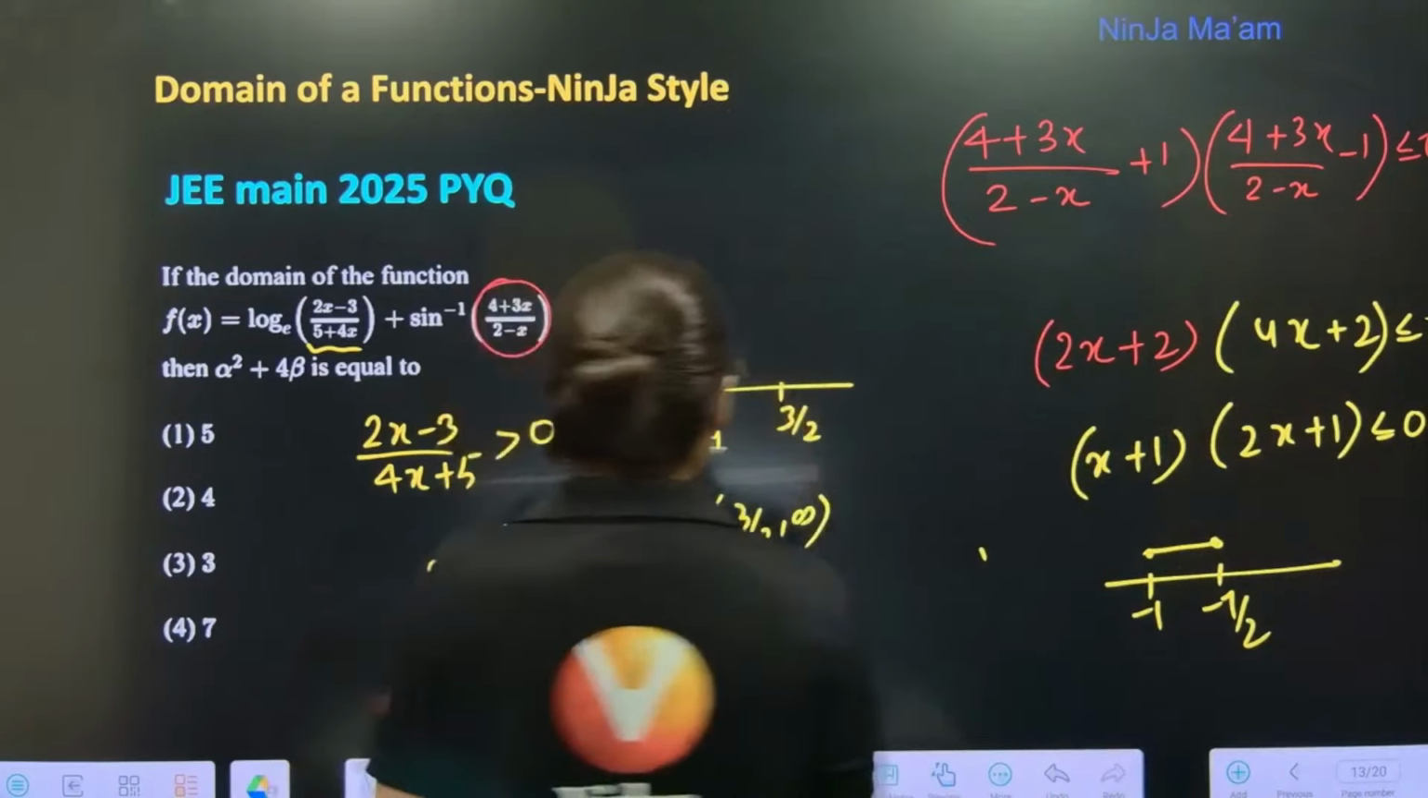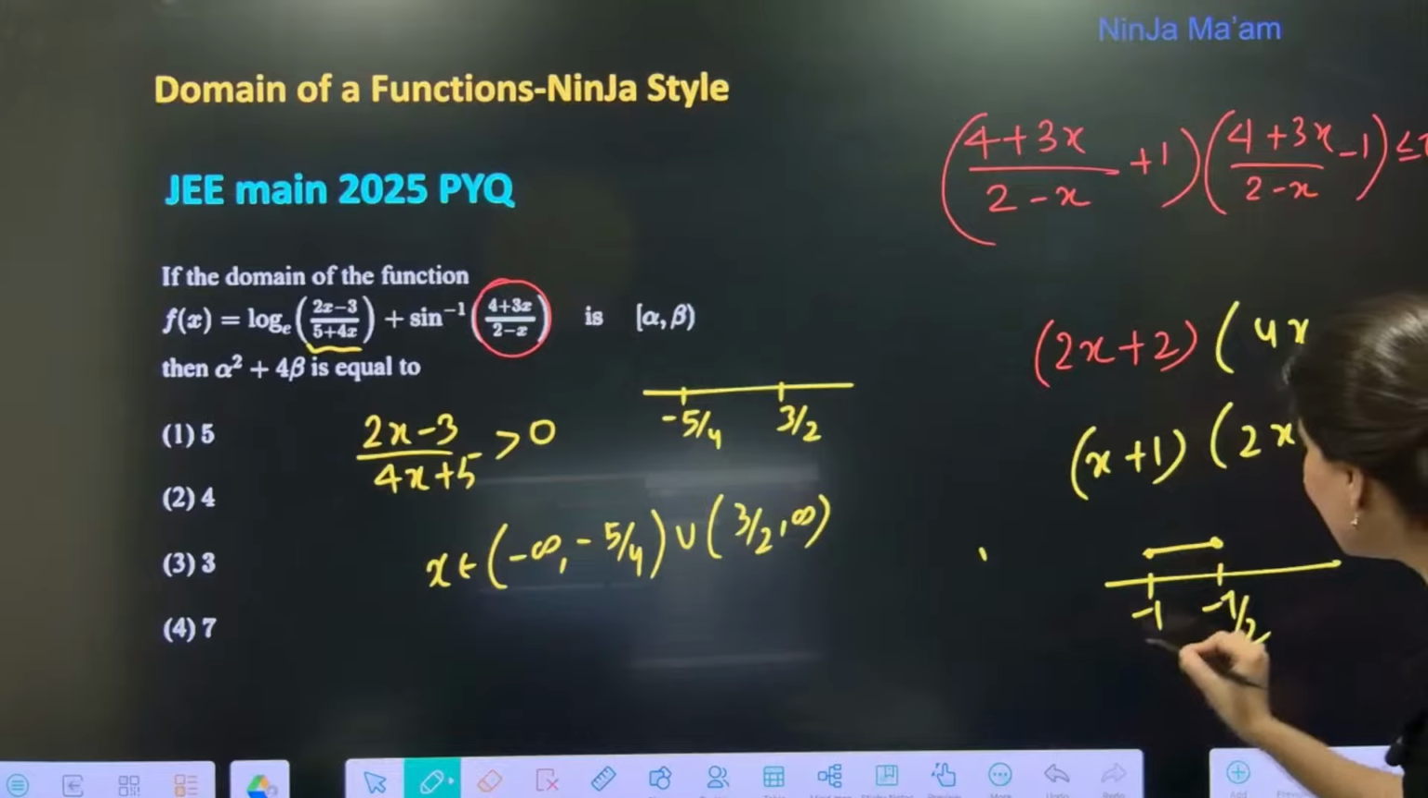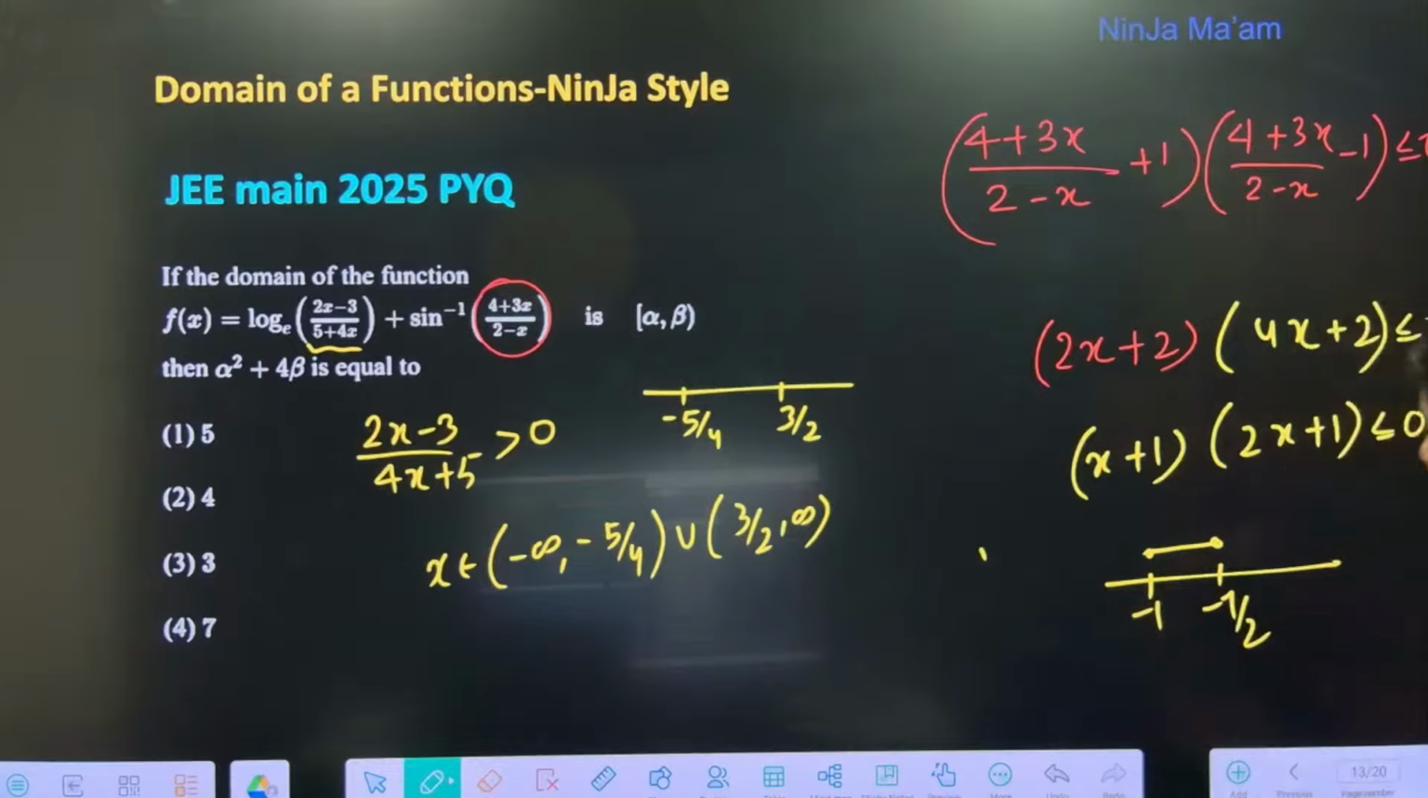Now understand that 3 by 2 to infinity will not be in the picture. Minus infinity to minus 5 by 4. So it is going to be like this.